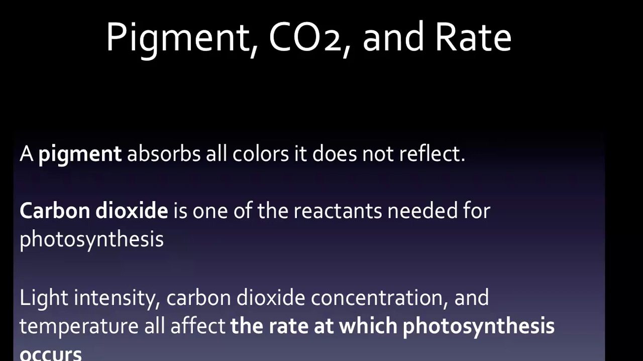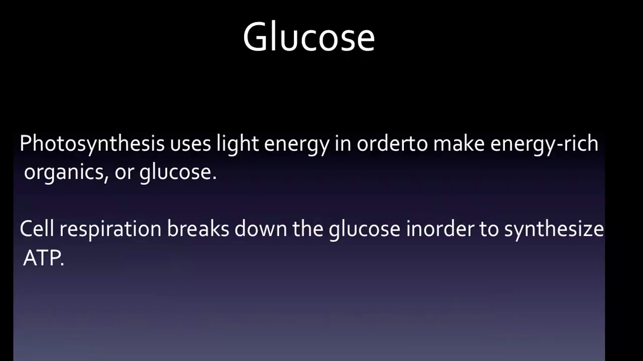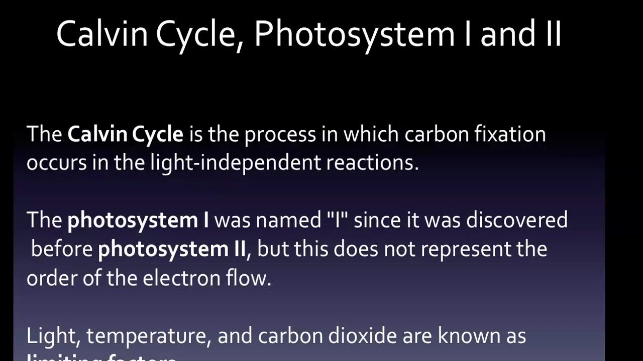And then finally, photosynthesis uses light energy in order to make energy-rich organics or glucose. Cell respiration breaks down glucose in order to synthesize ATP. And I jumped ahead of myself a little bit there, but there's the glucose information. And then let's get into the Calvin cycle and photosystem 1 and 2.